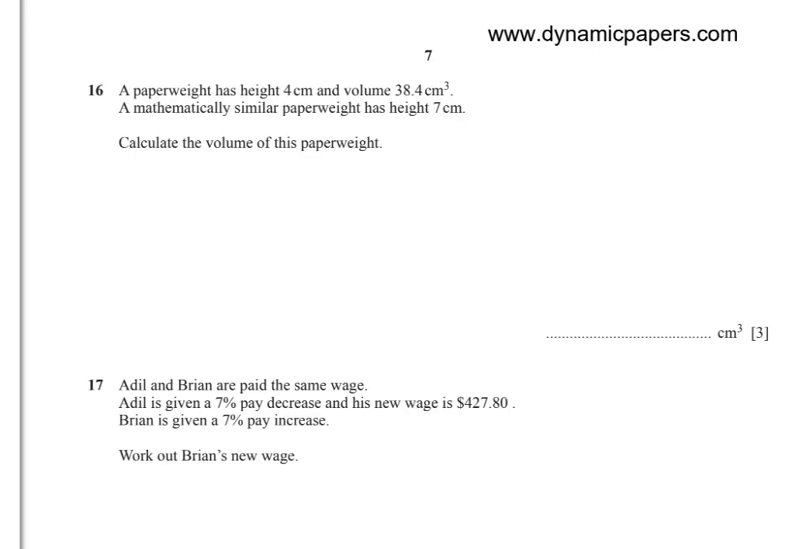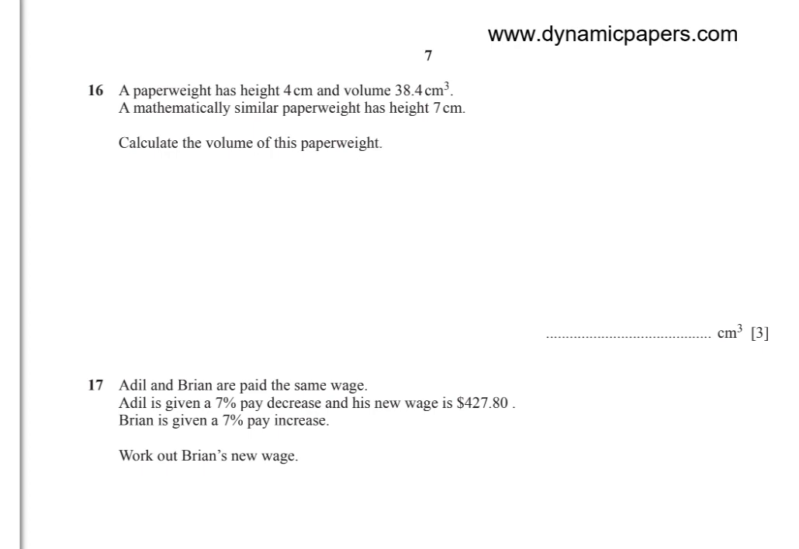16. A paperweight has height 4 cm and volume 38.4 cm cubed. A mathematically similar paperweight has height 7 cm. Calculate the volume of this paperweight.